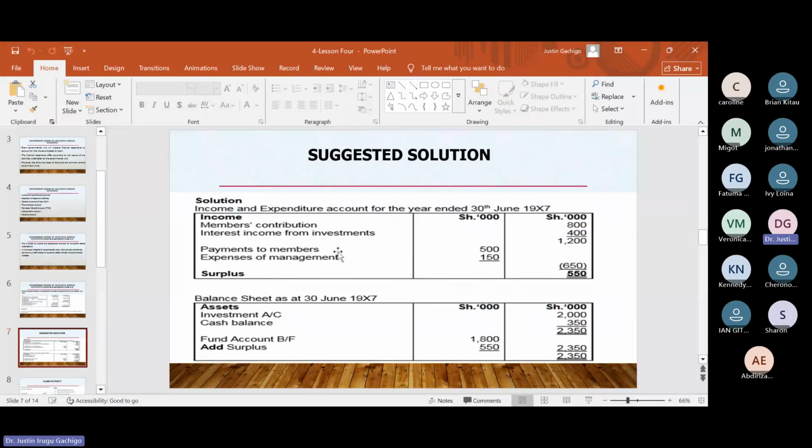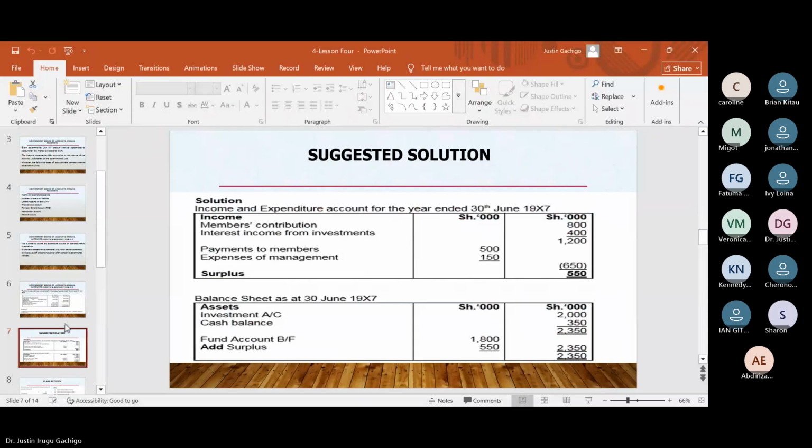The total of the income, the total of the expenditure, and the difference. This difference can either be a surplus or a deficit. A deficit will happen when the expenses are more than the income, and a surplus will happen when income is more than the expenses. So in this case, the income is more than the expenses, and the resultant figure is the surplus.